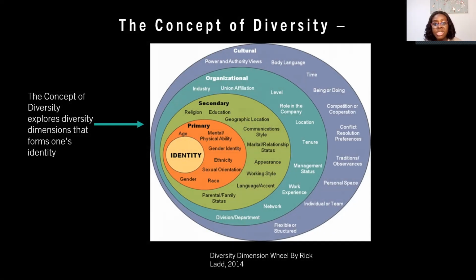So again, like I said, we'll start with the concept of diversity and we'll be using the Rick-Ladd dimension wheel, trying to understand identities, social identities. How are people identified? How can people be identified? And Rick-Ladd's wheel shows four levels of identification: the primary, secondary, organization, and cultural.